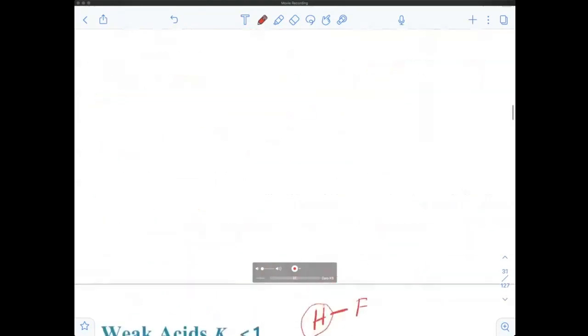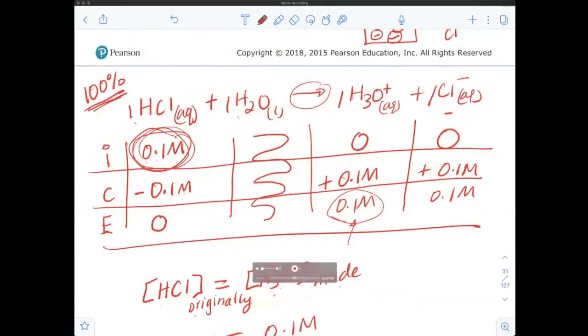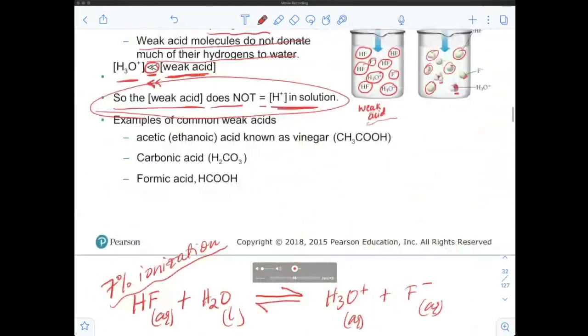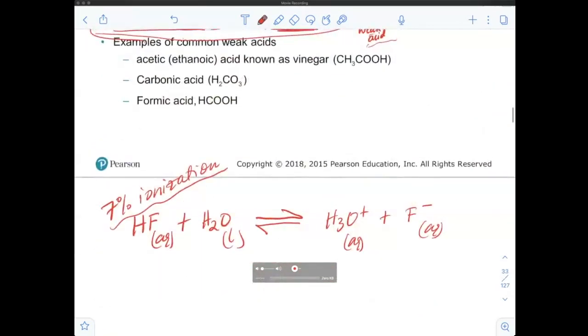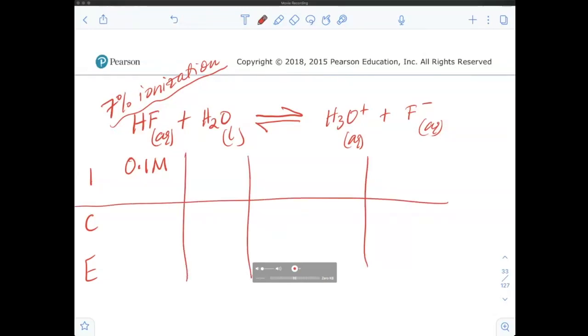So I'm going to stick with the amounts we had here. Remember, we started off with 0.1 of the acid and ended up with 0.1 of H3O plus. I'm going to start with 0.1 of the weak acid to make a point here. 0.1 molar weak acid. Once again, we're using the ICE table. And I'm trying to show you how it's 7% ionized.